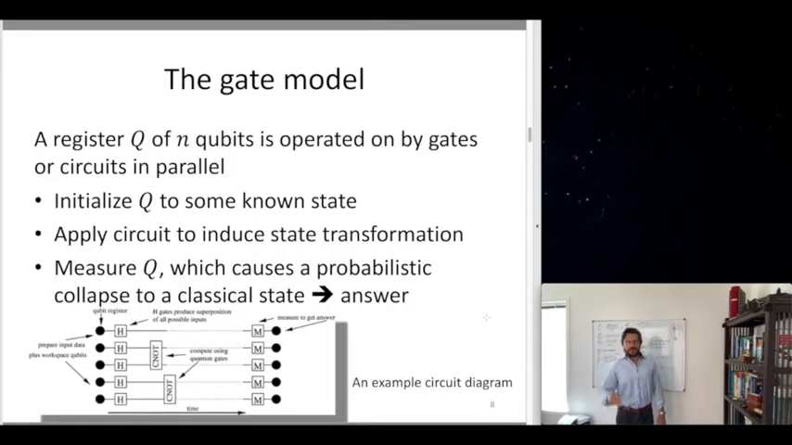We remember the gate model computer. So it's just an example algorithm that we see here. We start with an input register Q of n qubits, which is operated on by gates or circuits in parallel. We initialize Q to some known state, like all zeros or all ones, and apply the circuit to induce a state transformation. We talk about the evolution of the system over time. And then we measure Q, which causes a probabilistic collapse.